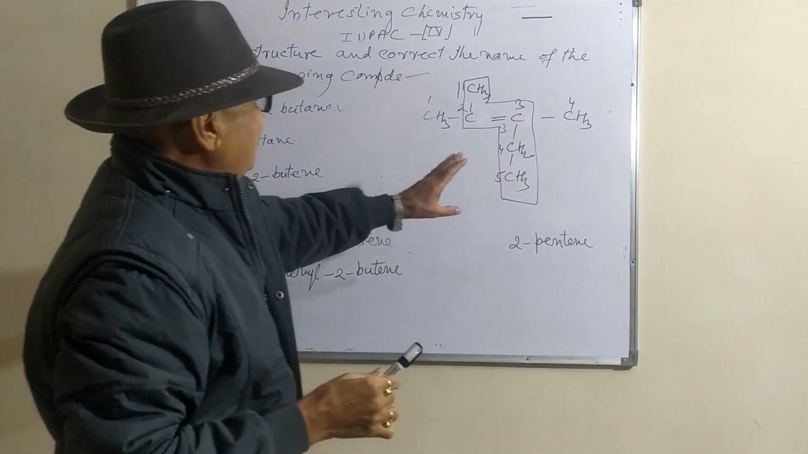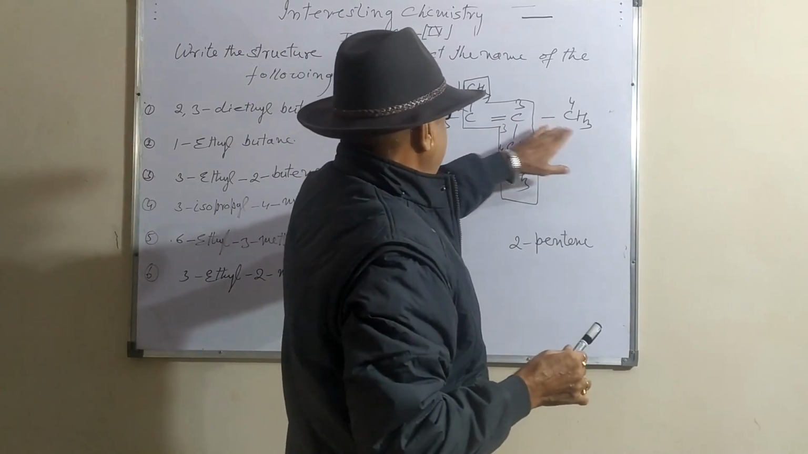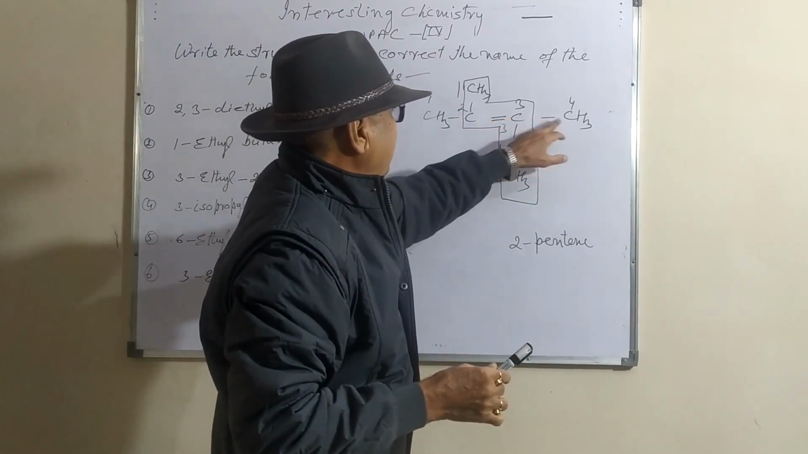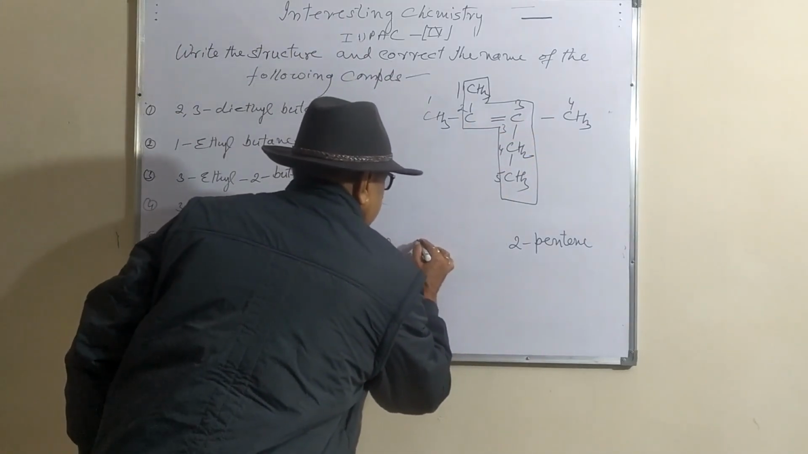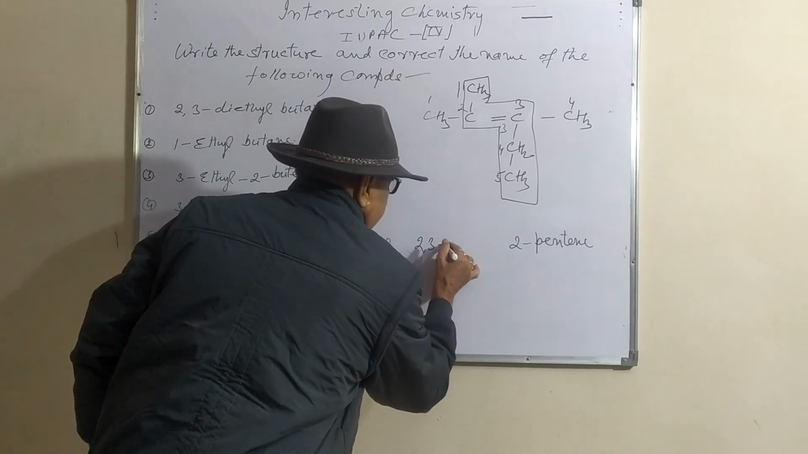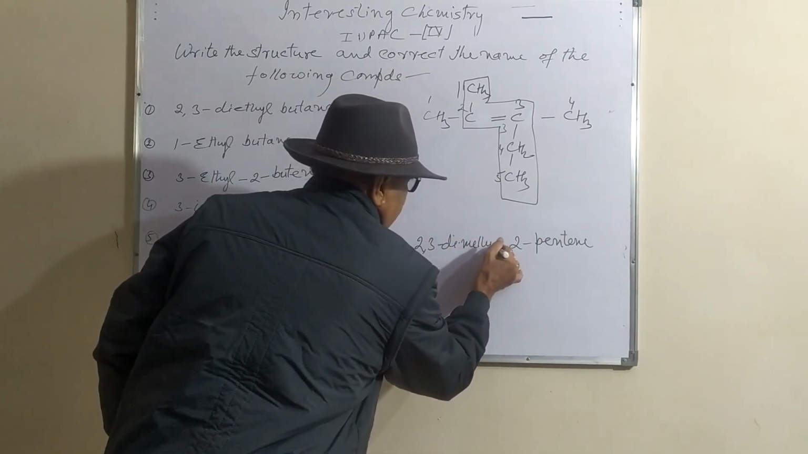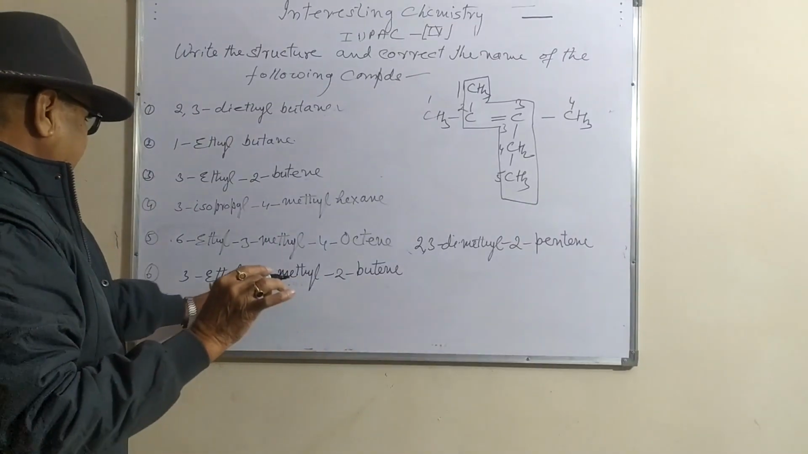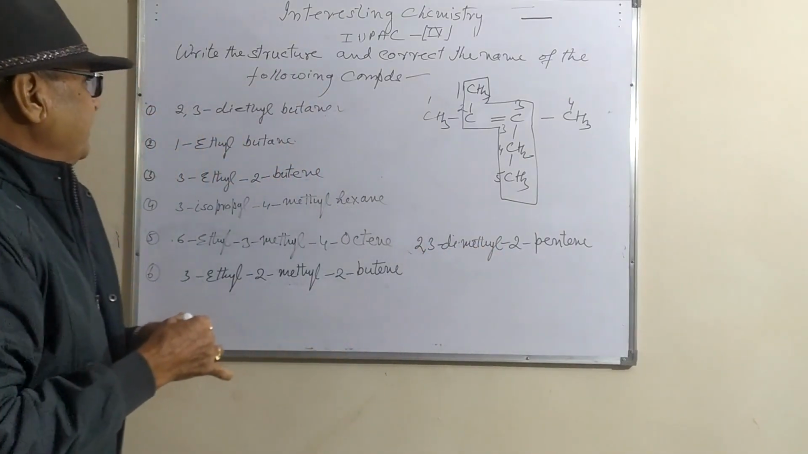Now there are 2 substituent groups, which are methyl. One methyl is on the 2nd carbon and the second methyl on the 3rd carbon. So we will write the name of this as 2,3 dimethyl 2-pentene. The correct name of this structure will be 2,3 dimethyl 2-pentene.